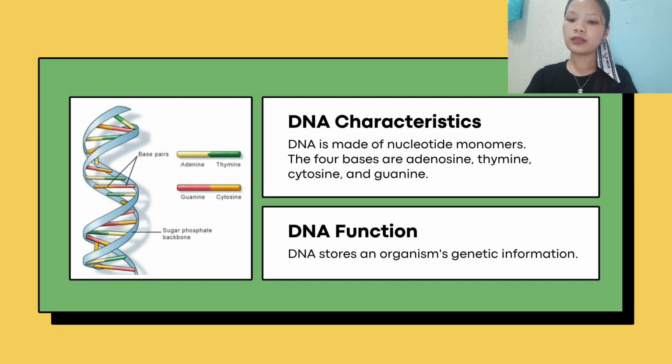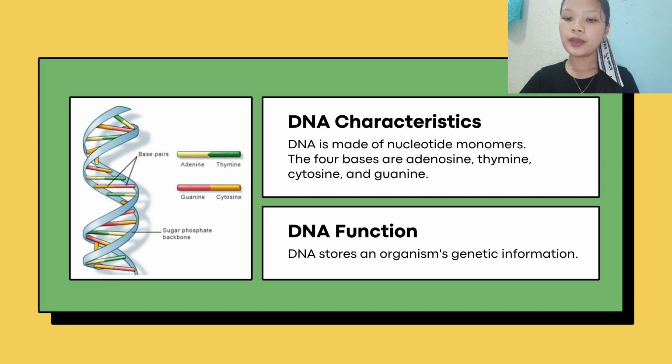DNA is made of nucleotide monomers. So meron tayong 4 bases. Yung first is adenine, thymine, cytosine, and guanine. So DNA function: DNA stores an organism's genetic information. So ito yung sa picture, ito yung 4 bases ng DNA characteristics.